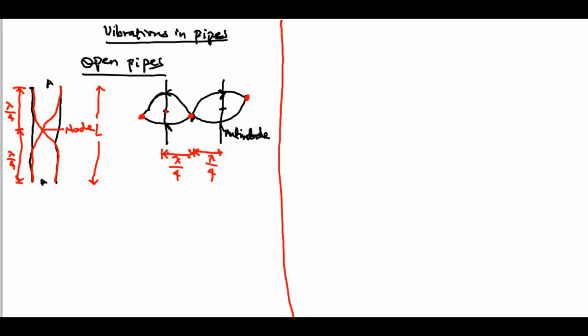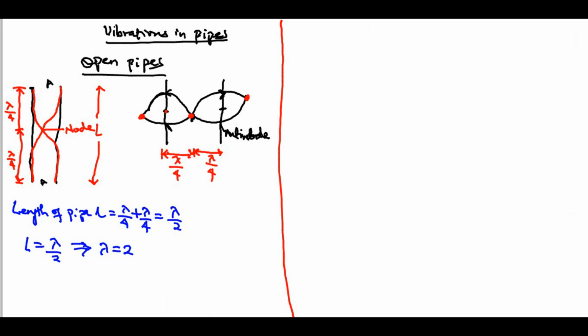The implication of that is that L, the length of the pipe, is going to be equal to quarter lambda plus quarter lambda, and that is equal to lambda over 2. So basically, at the lowest configuration of the vibration, the basic, or what you may call fundamental configuration of the vibration in an open pipe, we'll have that the length L is equal to lambda over 2. Therefore, this implies that lambda is equal to 2L.